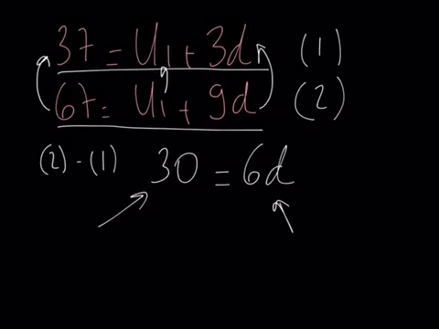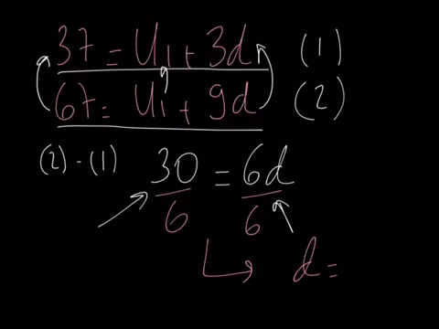Make sense? So now I need to solve that. 6 is multiplying d here. So all I need to do is to divide by 6 on each side, which gives me basically d equals 30 over 6, which is 5. I have found my common difference. Now I have my common difference. I know that d is equal to 5.